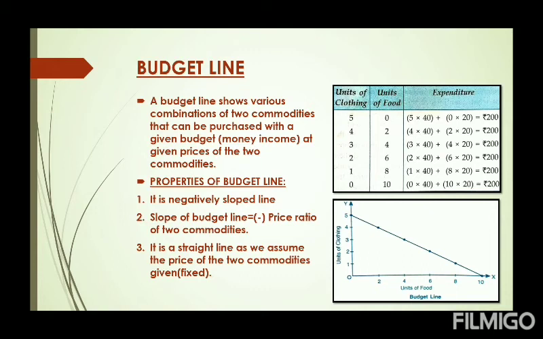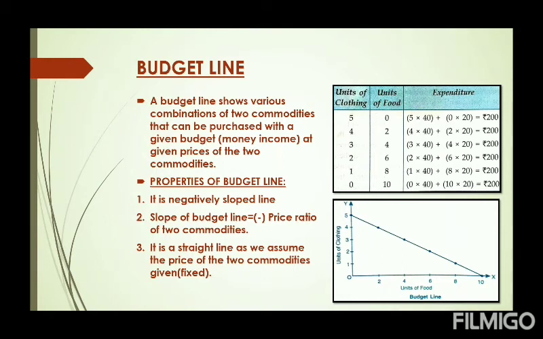In terms of symbols, if you want to write a budget line, then it will be M, which is money income, equal to Px, which is the price of X, into X, which is the quantity of X, plus Py, the price of Y, into Y, the quantity of Y. So M equal to Px into X plus Py into Y is how a budget line can be written symbolically. So till now, we have discussed the indifference curve and the budget line as well.